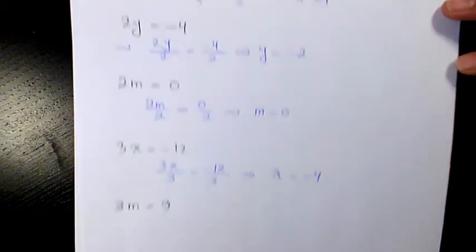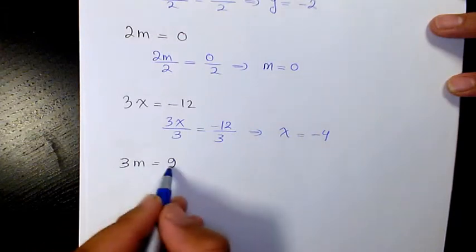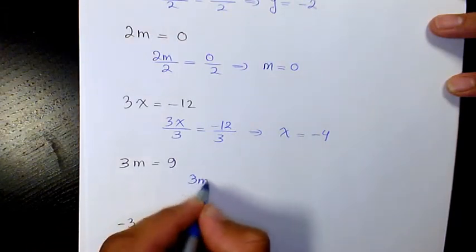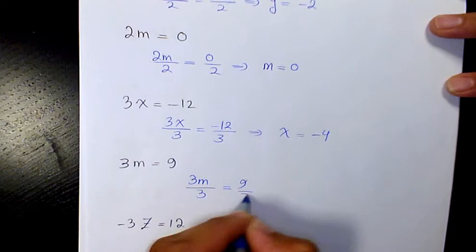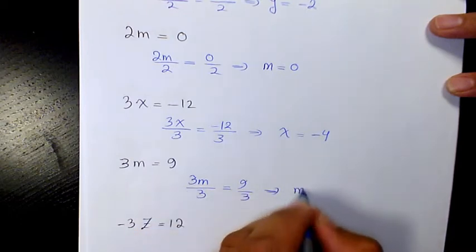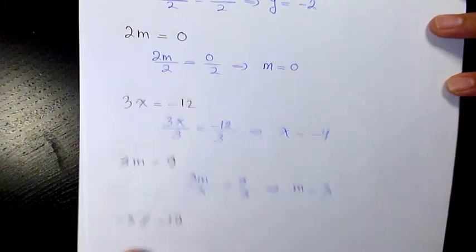So x will be equal to negative 4. 3m equals 9. In order to isolate it, we need to divide both sides by 3. 3m divided by 3 is m. 9 divided by 3 is 3.